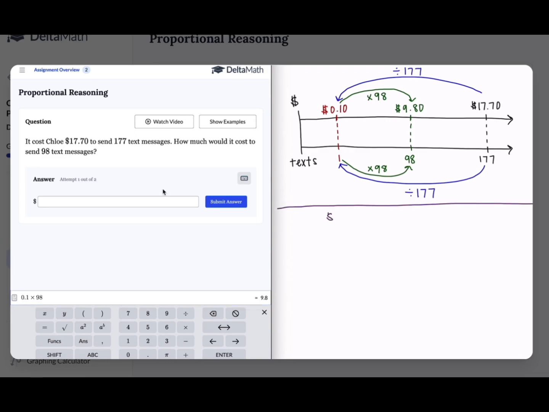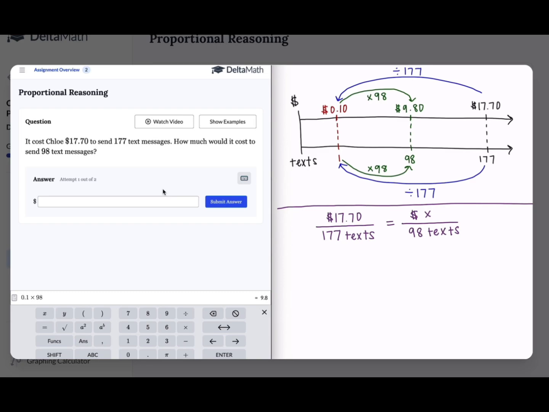We also could have solved this problem by setting up a proportion instead. We were originally given that it cost $17.70 to send 177 text messages. And we are trying to figure out how much it would cost to send 98 text messages. Since we don't know how many dollars for 98 texts, we will call it X. Let's solve this by cross-multiplying.